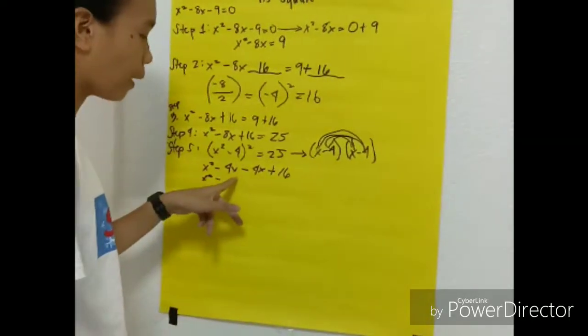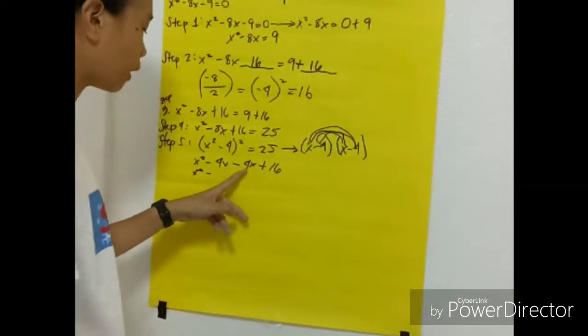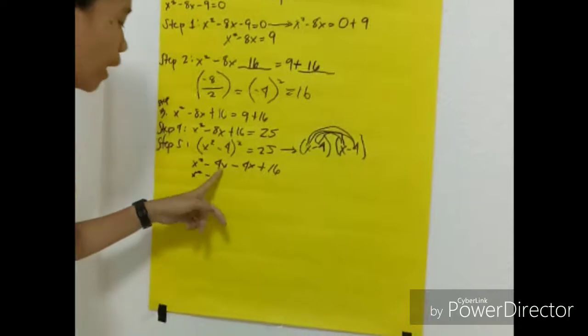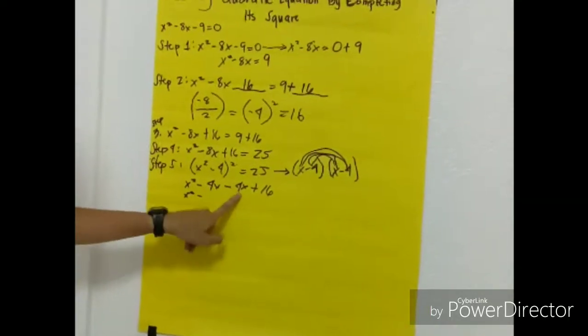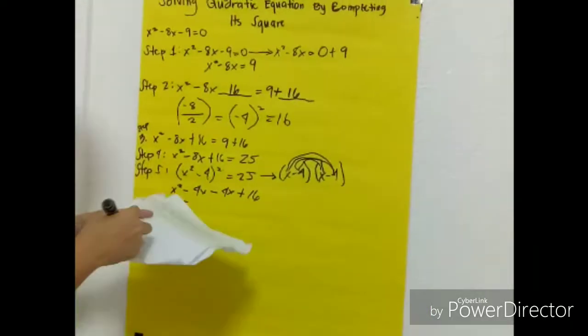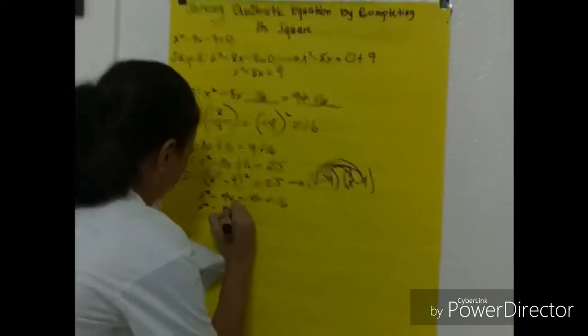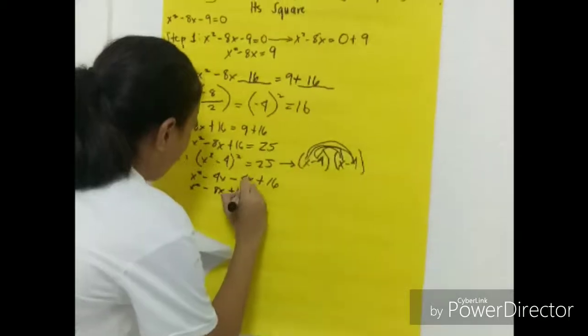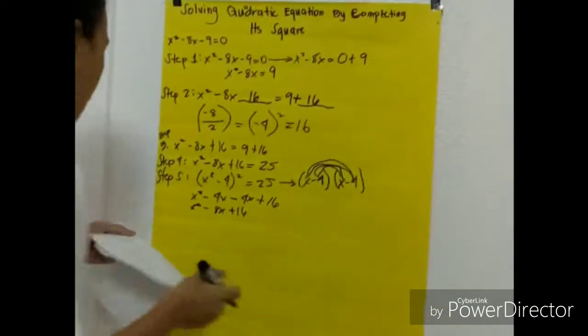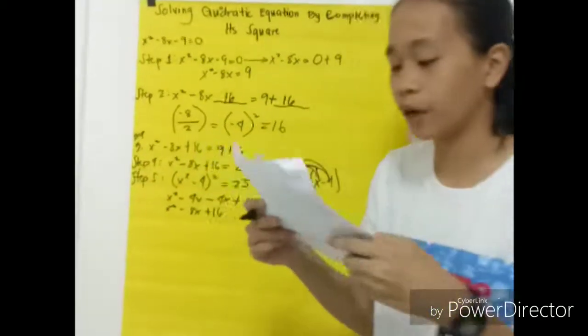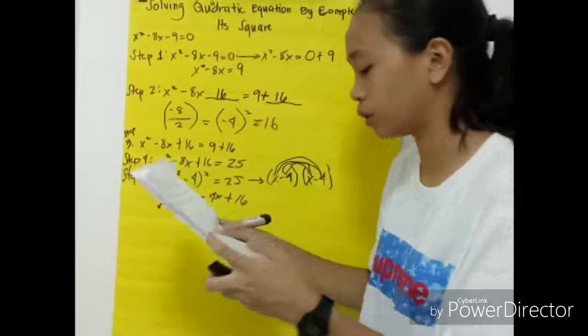Ipa-plus natin yung kapareho ng dito. Example, 4x. Tapos 4x, ipa-plus natin silang dalawa. So, equals to 8x. So, magiging ganito. Ito na. So, step 6, solve the equation by extracting the square root.